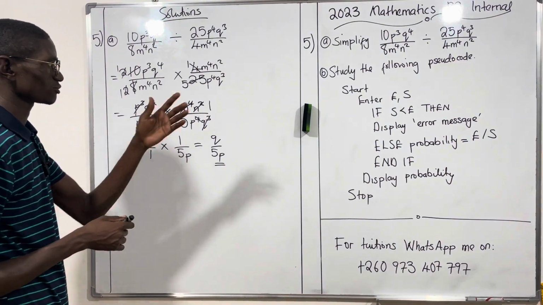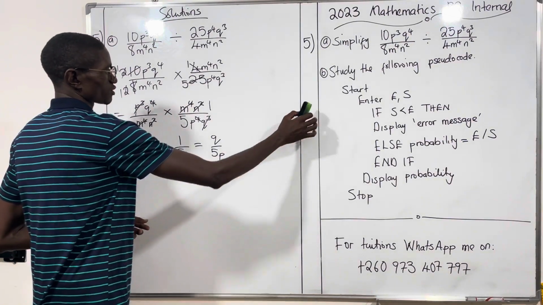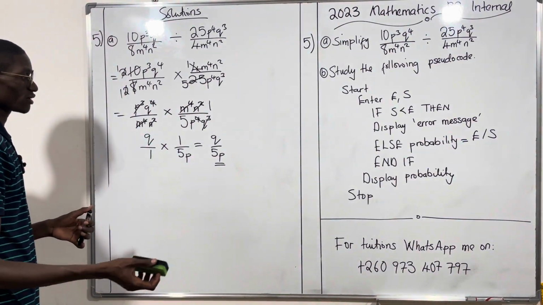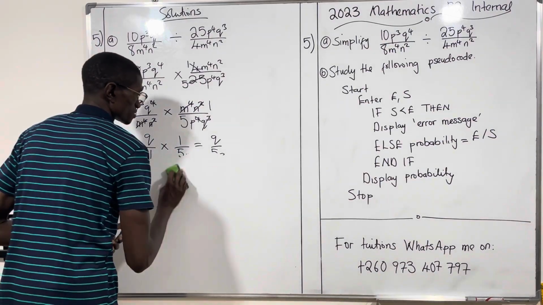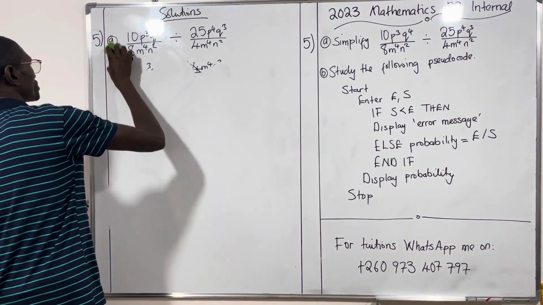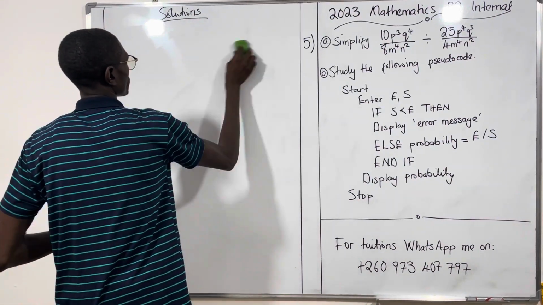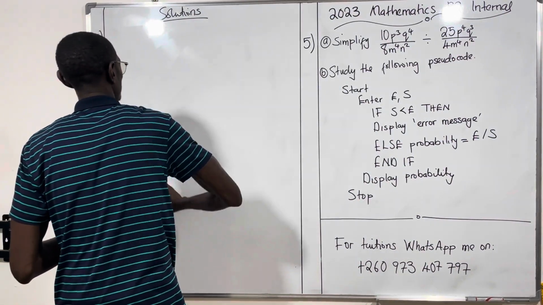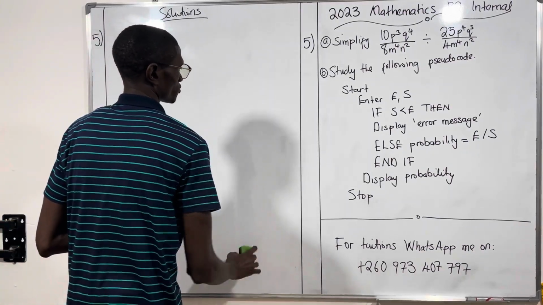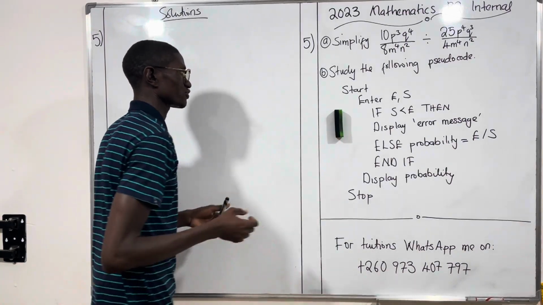All right, so we now come to B, which is a question where we are required to convert from pseudocode to flowchart. So that one requires that we have some enough space. So I'll erase this so that I can create space for question B. So before we solve, I'll just do a brief introduction.